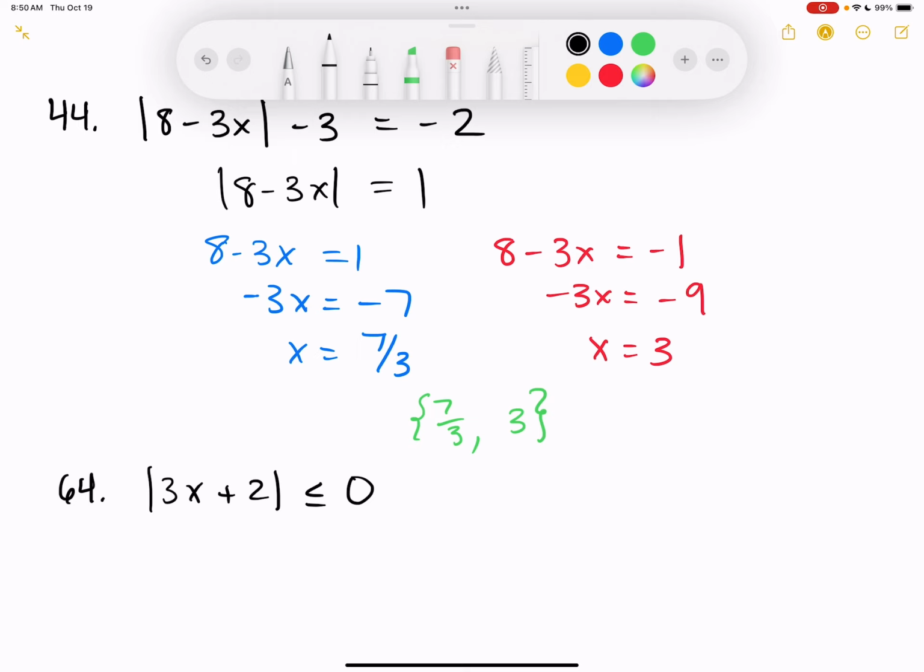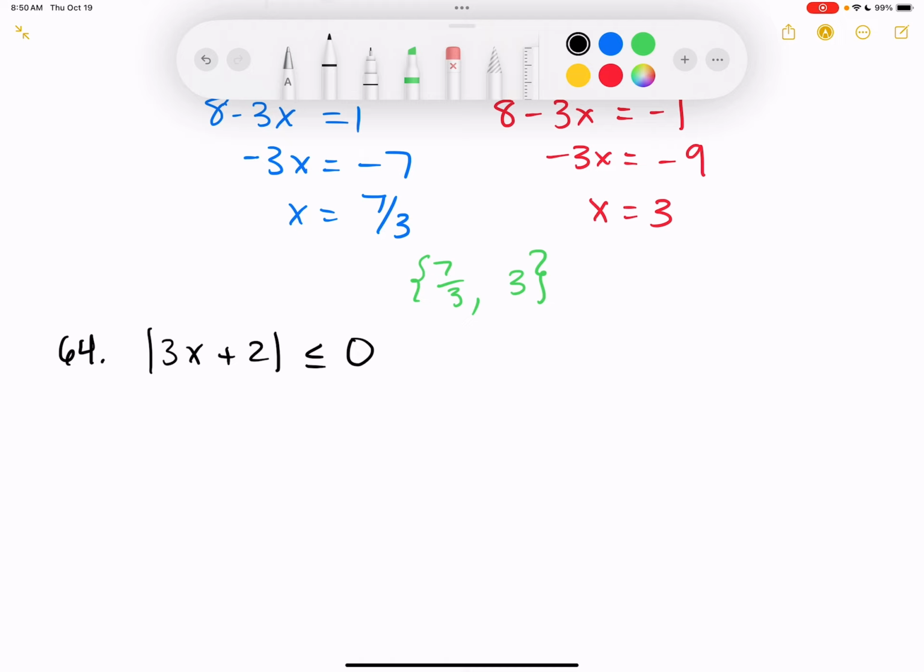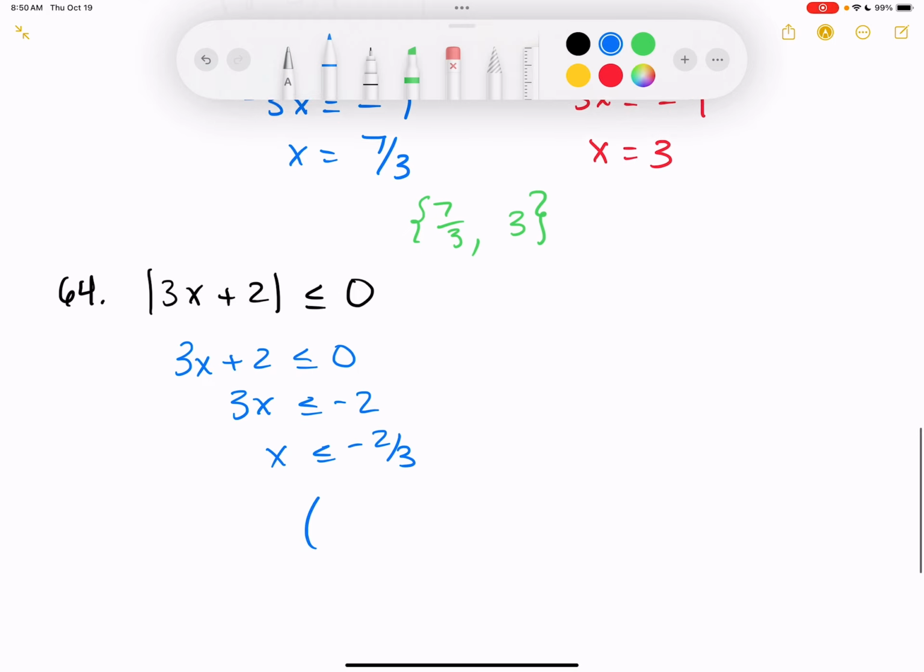Because it's going to end up basically giving me the exact same thing. Oh, yeah, you're right. So 3x plus 2 is less than or equal to 0. So then 3x is less than or equal to negative 2, so x is less than or equal to negative 2/3. And so then that's going to be from negative infinity to negative 2/3. And because it is or equal to, it's going to be a bracket which says that we include negative 2/3.